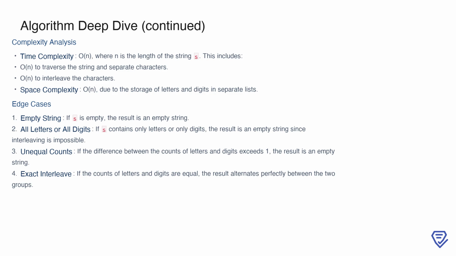Now, considering edge cases, if the input string is empty, the result is an empty string. Similarly, if the string contains only letters or only digits, interleaving is impossible, so we return an empty string. Lastly, if the counts of letters and digits differ by more than 1, the result is again an empty string. However, when the counts are equal, the interleaving alternates perfectly, creating a valid result.